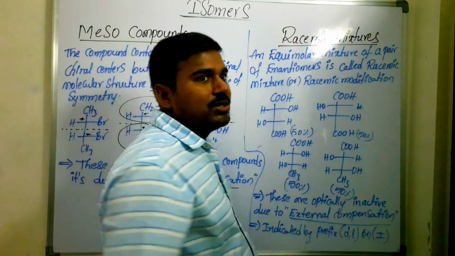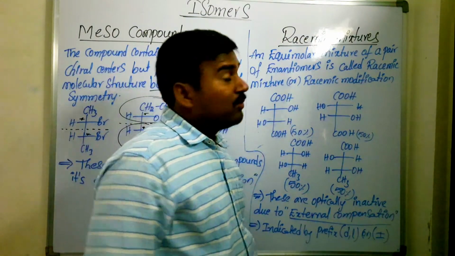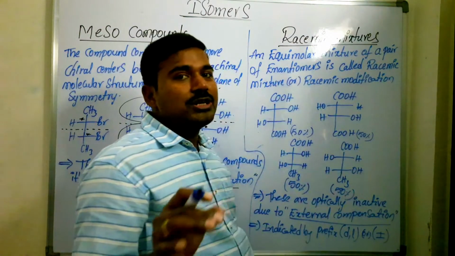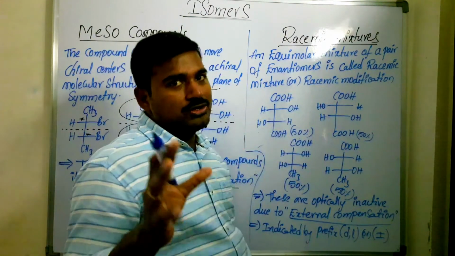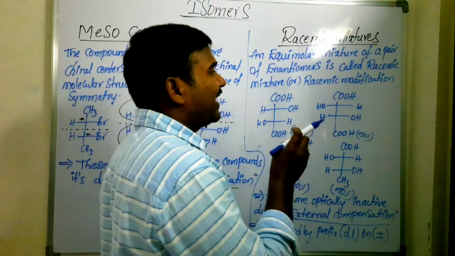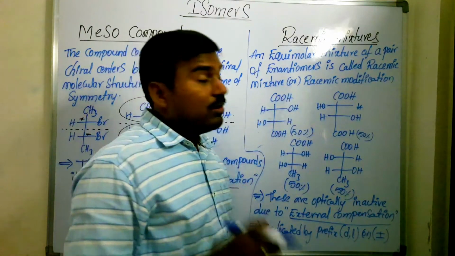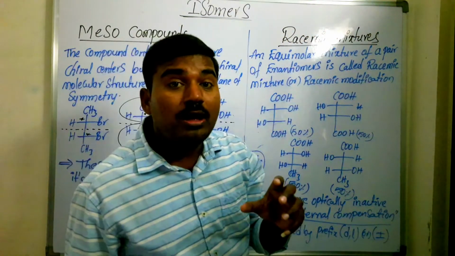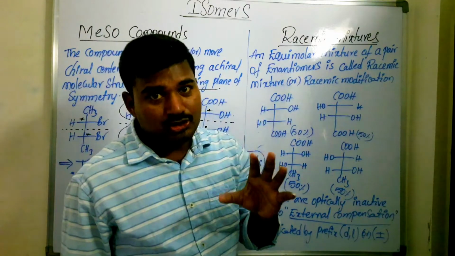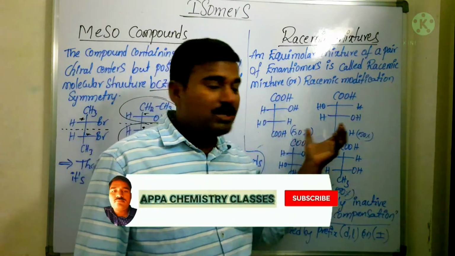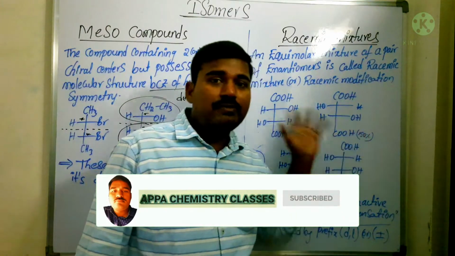Next we are going to see the racemic mixture. What is meant by racemic mixture here? It is an equimolar mixture of a pair of enantiomers, called a racemic mixture, or it is also called racemic modification. What is meant by racemic modification? It is an equimolar mixture of enantiomers. That is, if you are taking 50% of one enantiomer, then the other is also 50%.